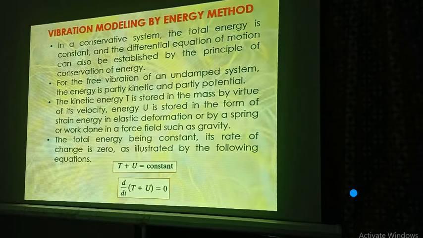So it may be possible that one element can translate as well as rotate and another element can only translate. This complex behavior of motion can also be solved using Newton method, but it will be quite difficult to resolve all the masses into their respective force components in order to find the equation of motion, and then this will help us to find the natural frequency. So this is one of the most useful methods, known as the energy method.